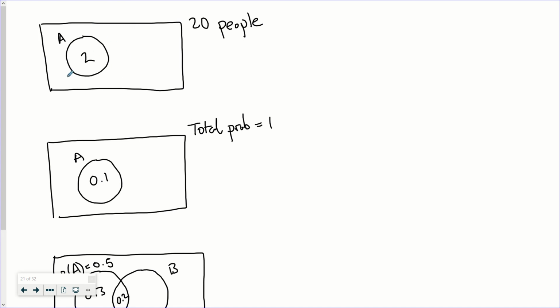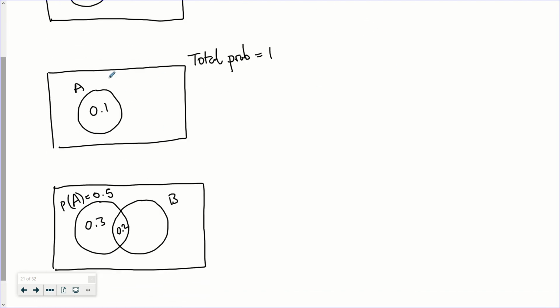Before we begin the example, let's just recap what probability actually is. So we've got a Venn diagram here, a frequency Venn diagram, and we know that there's 20 people in a class and 2 people are in this set A. So we understand that the probability of A happening, or picking someone who's in the category A, is just 2 out of 20.